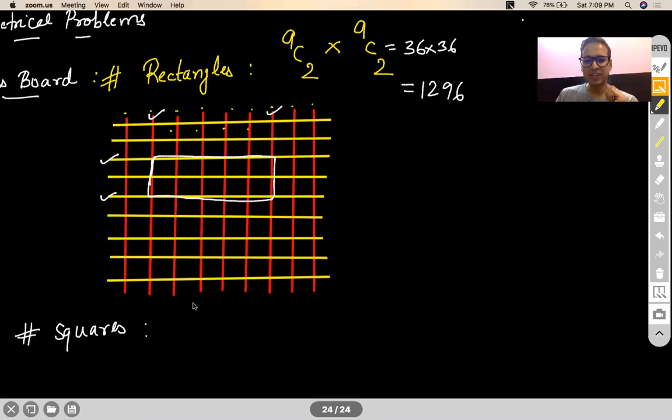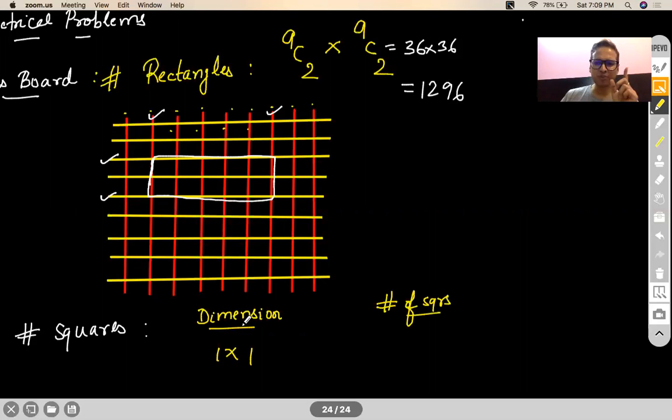In order to make a square, your squares can be of various dimensions. Correct. So let's say if you want to make a dimension 1 by 1 square. Okay. Let's see how many squares are there. Number of squares. See, if you want to make a dimension 1 by 1 square, you have to pick up two consecutive sticks from the red ones and two consecutive from the yellow ones. Correct? That means either I can pick these two or these two or these two, and so on. So if you count, it will be 8 pairs coming out consecutive.